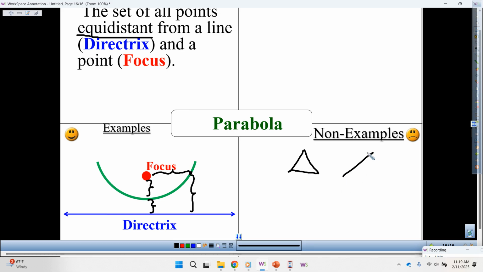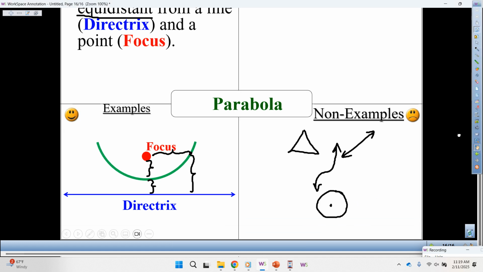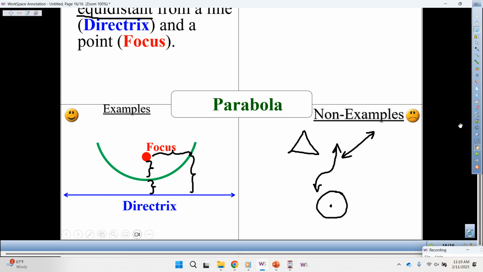How about this? Is that a parabola? No. How about this? Is that a parabola? No, that's a cubic. How about this? Is that a parabola? No, that's a circle. You get the point. Point. See what I did there? Get the point.